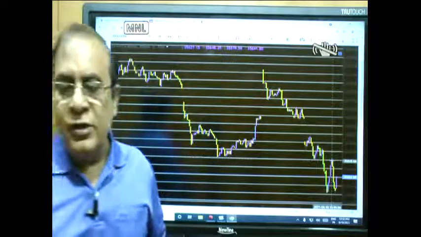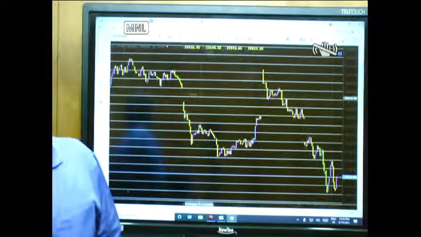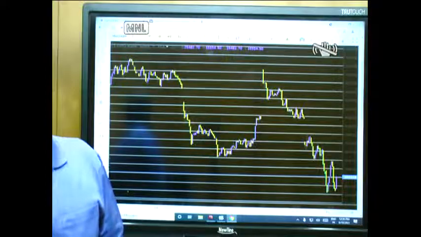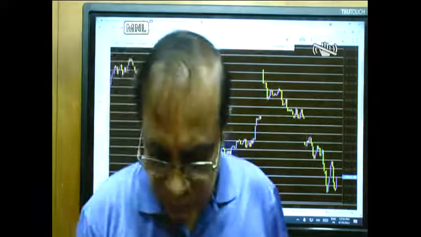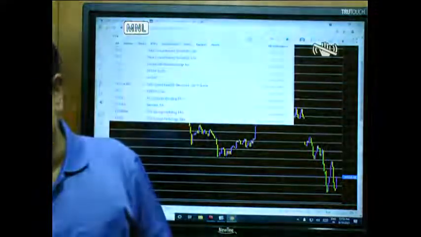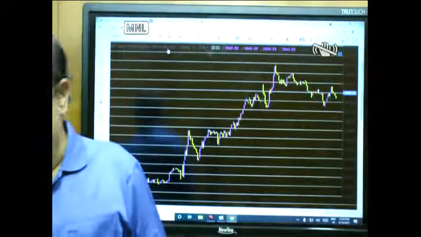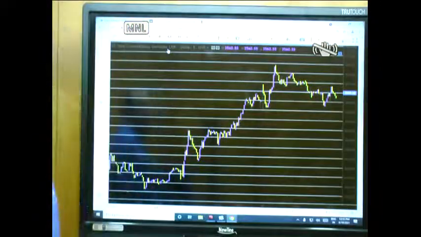Now, even if you see, let us look at one or two important stocks like this. Let's look at TCS now. See, Tata Consultancy Services right now, let's say the daily chart.